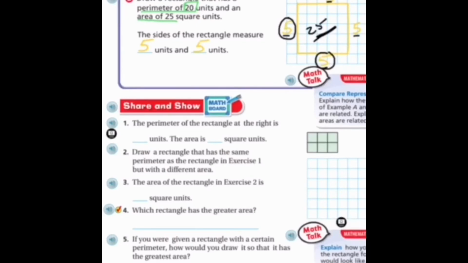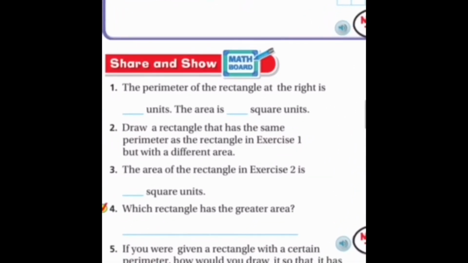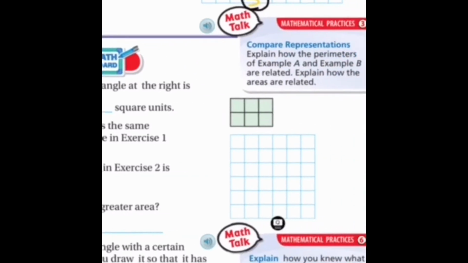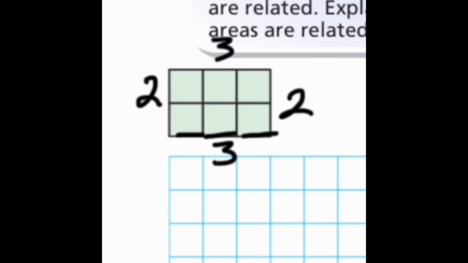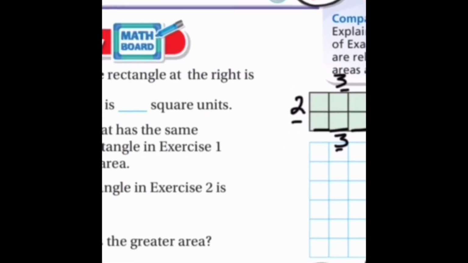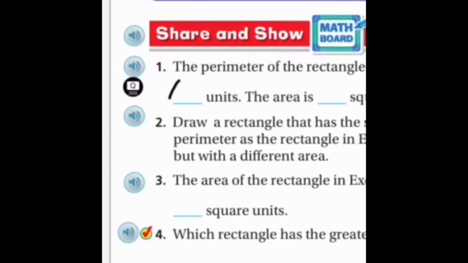Okay, I assumed you paused the video, you did all the work, and now it's time to check your answers. The perimeter of the rectangle at the right is blank units. So the perimeter, let's see, is 2 here, 1, 2, 3 across, and 2 and 3. So to find the perimeter, I add up those four numbers. 2 plus 3 is 5, plus 5 more. 5 plus 5 is 10. So my perimeter is 10 units.